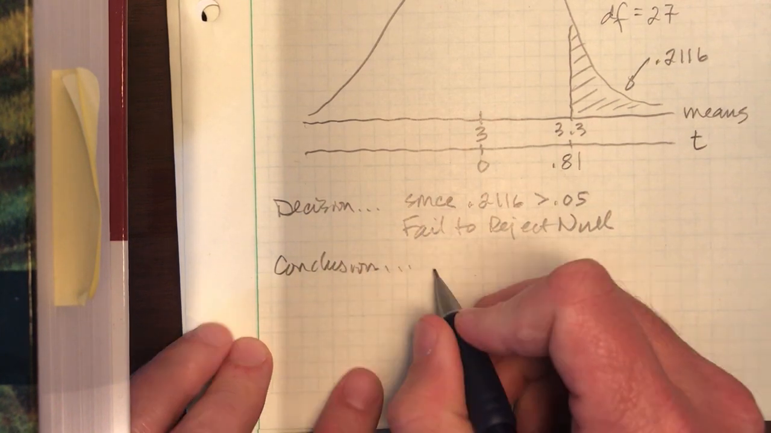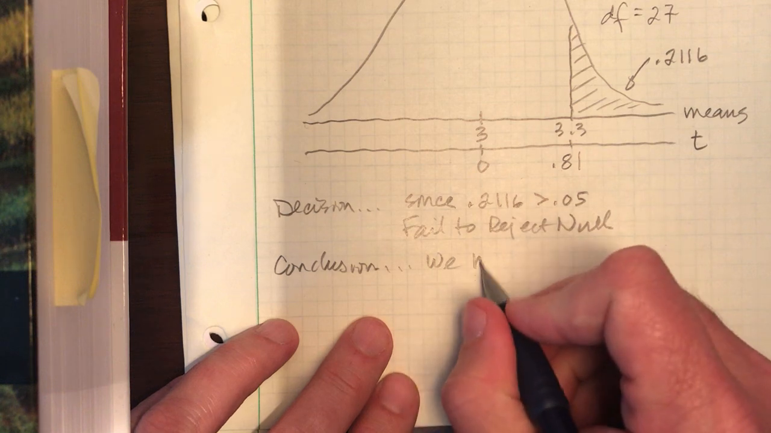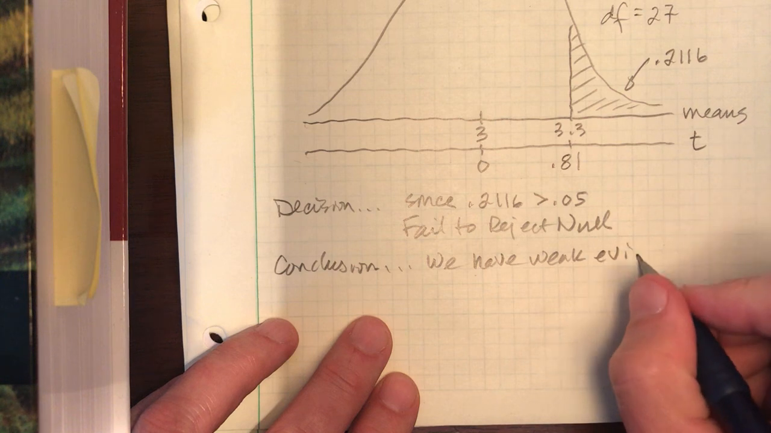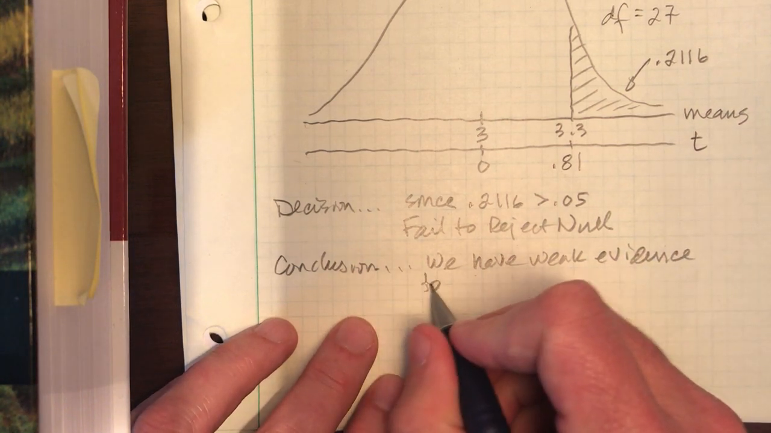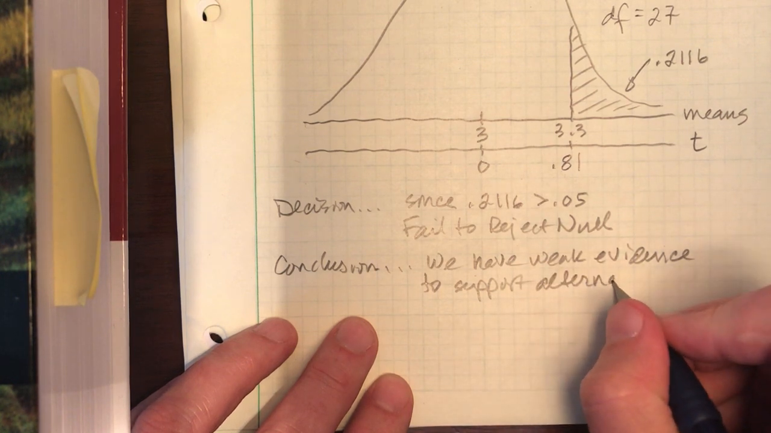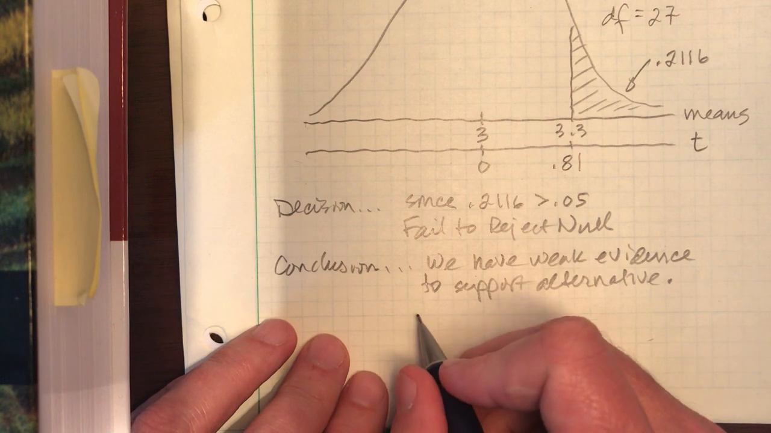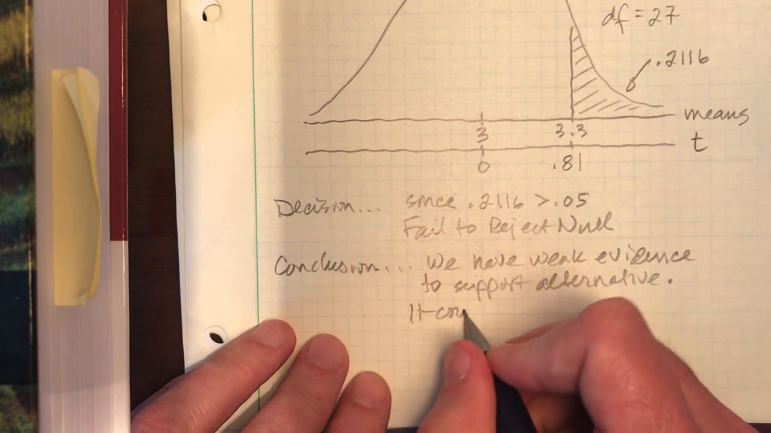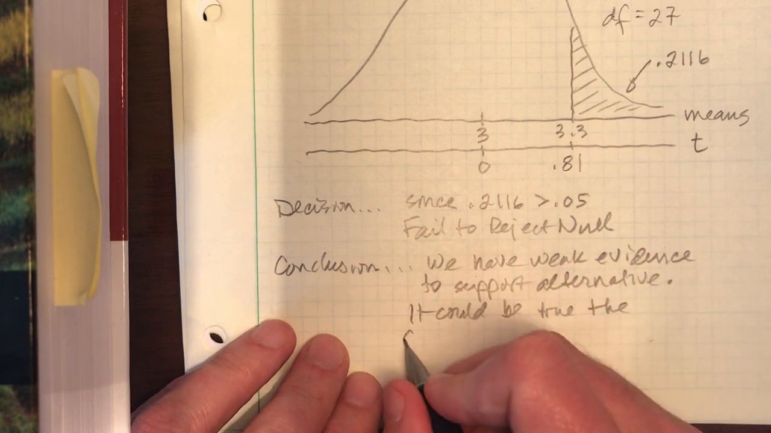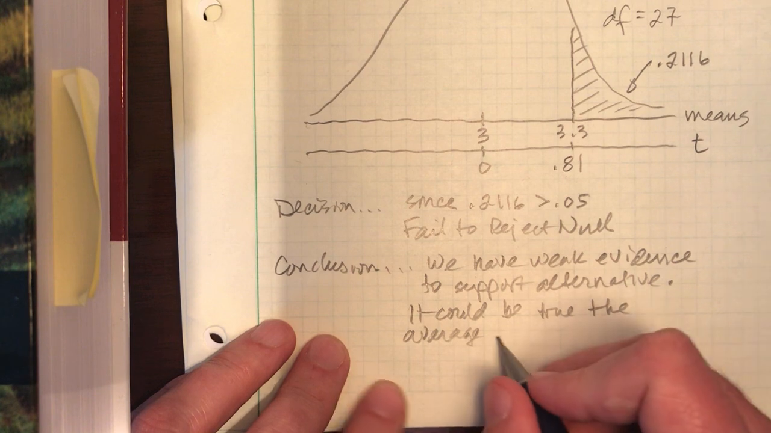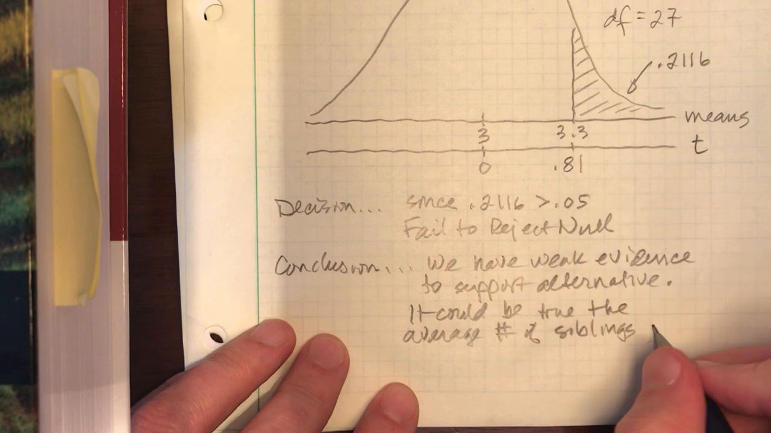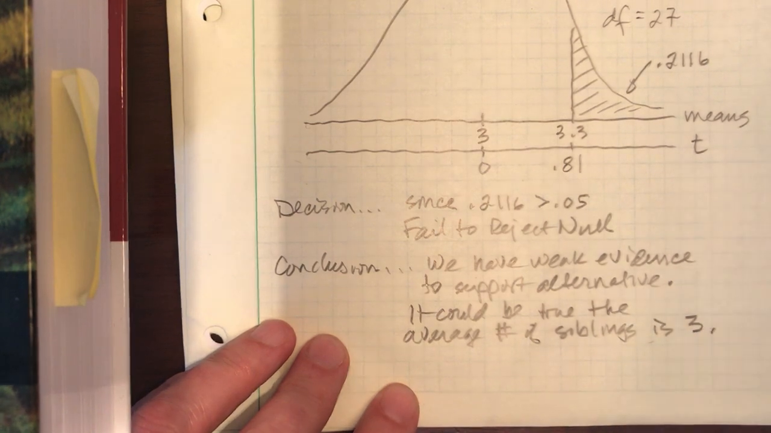We'll say we have weak or insufficient evidence to support the alternative. Which means it could be true. The average number of siblings is just 3, not more than 3.